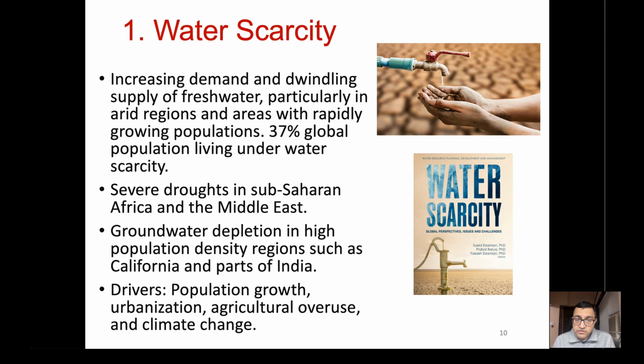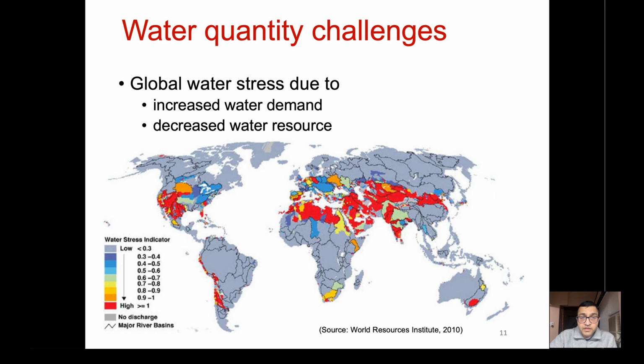And then there's also the issue of groundwater depletion in high population density regions such as California and parts of India. And so the drivers for these are population growth, urbanization, agricultural overuse, and climate change. And then you can see this map that is showing the water stress globally. And you can see the areas in North America, in Central Europe, in Middle East, in Southeast Asia, and parts of South America.